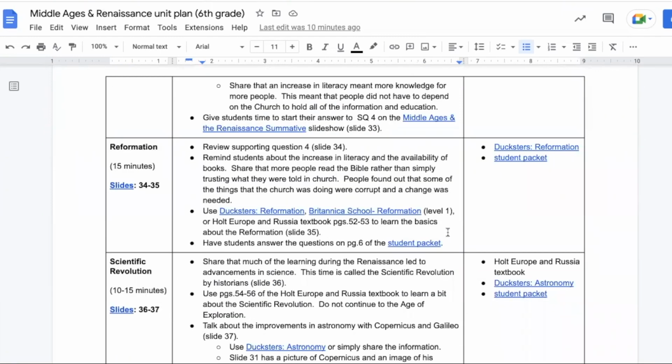Then you move on to the Reformation and talk to students about how the increase in literacy and the availability of books meant that more people are going to read. In particular, they're going to read the Bible. People are finding out that some of the things that the church was saying and doing were corrupt and that a change was needed. This leads into learning about the Reformation and Martin Luther.